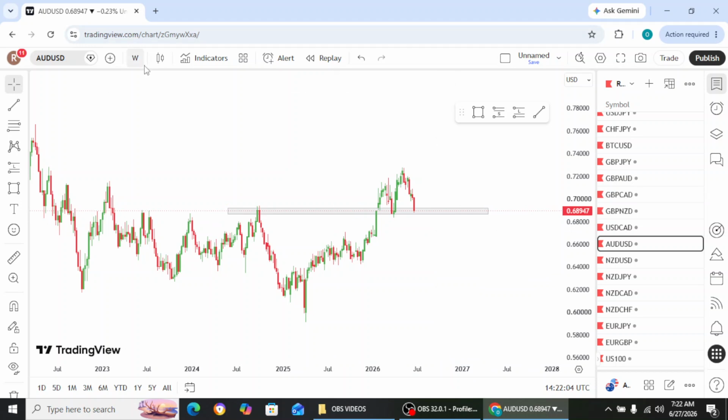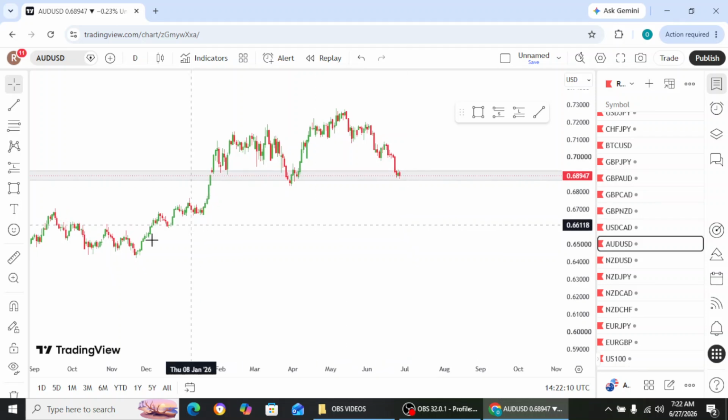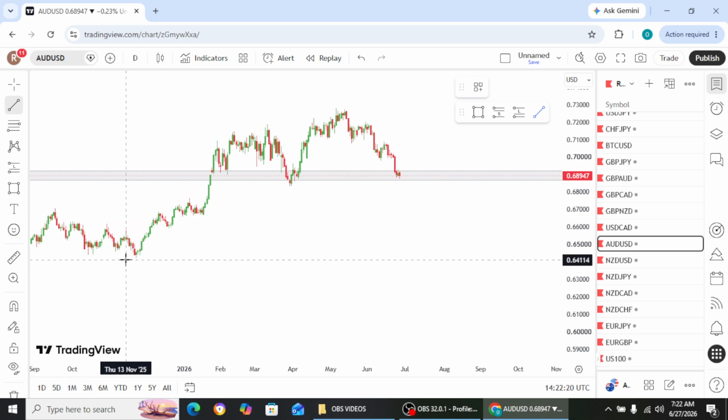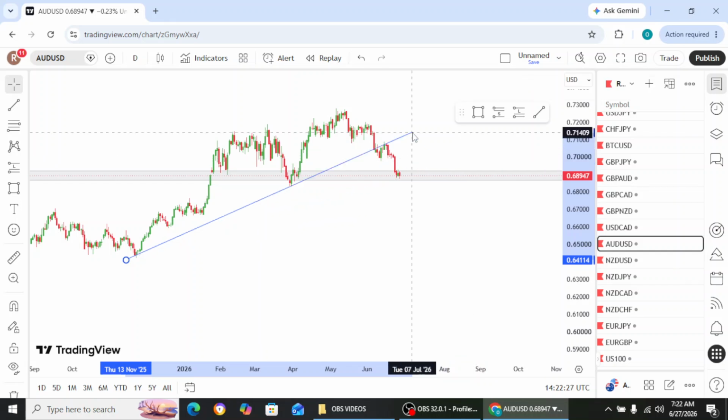Now let's go to the daily time frame and see if we can see some level of higher low. As you can see, there's no clear higher low. These are higher lows, but none is in line with this particular market. So if I draw this like this, it's not correct, because if I draw it like this, it's very, very correct.